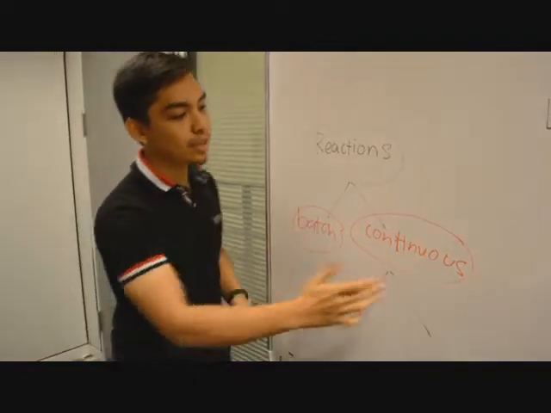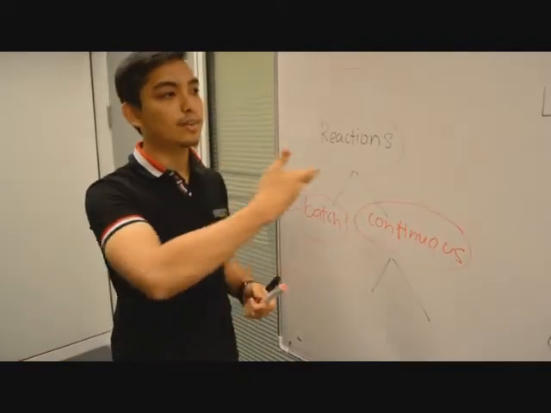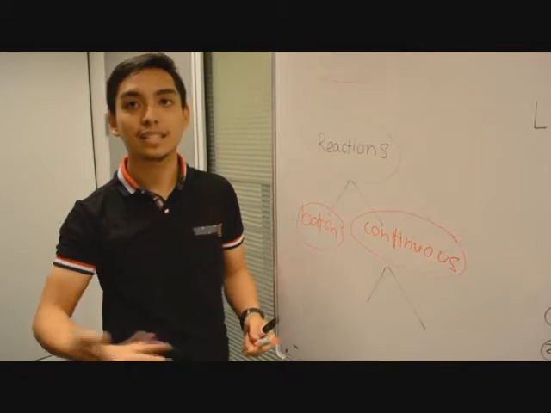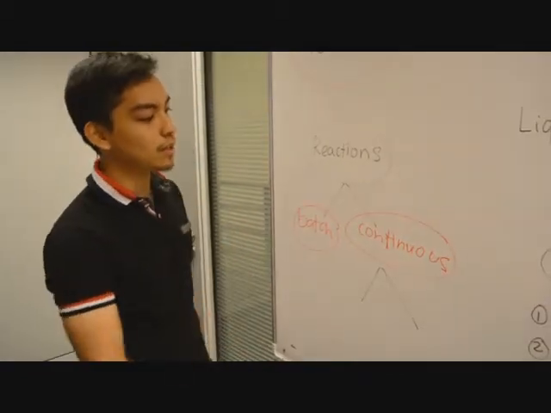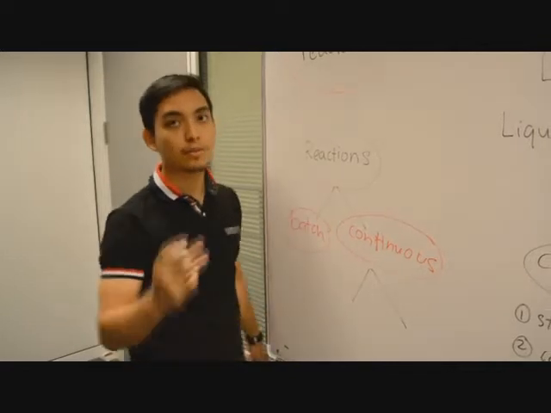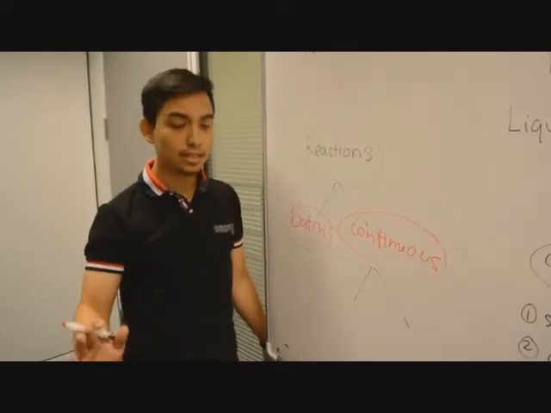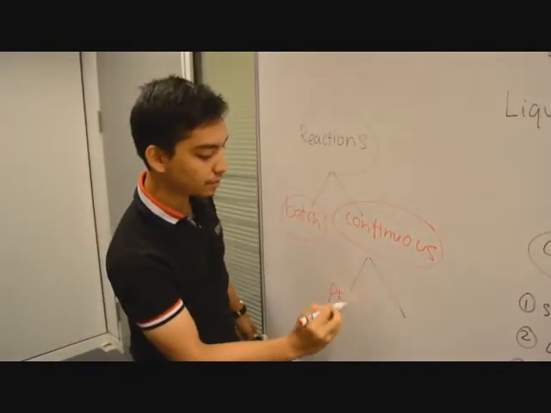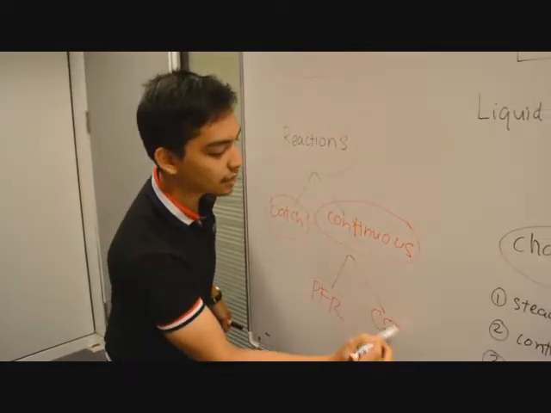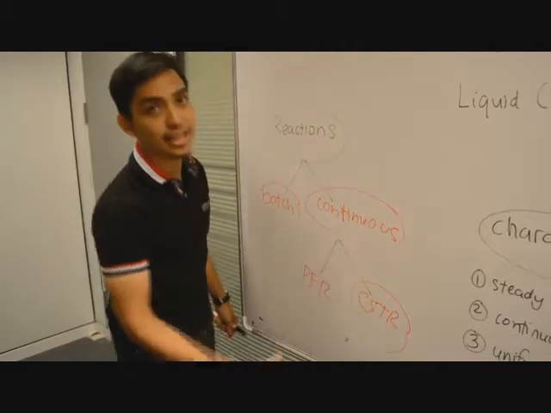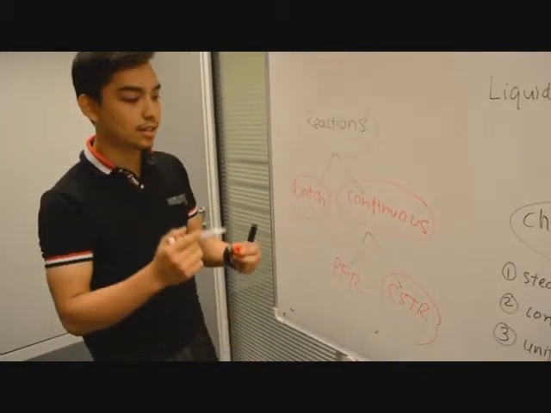But for continuous flow, it is continuously run. So we have a continuous flow of feed and also an exit stream all the time going on. For continuous flow, continuous reactions, we have two types of most commonly used reactors. First is PFR, which is plug flow reactor, and second is CSTR, and that's what we're going to cover today. Okay, continuous stirred tank reactor.